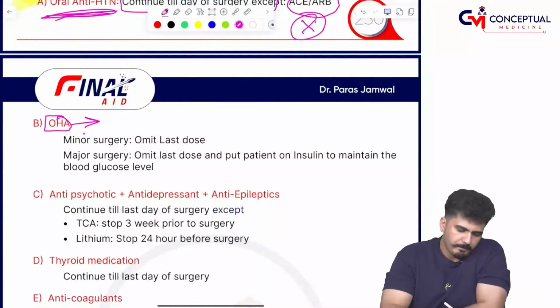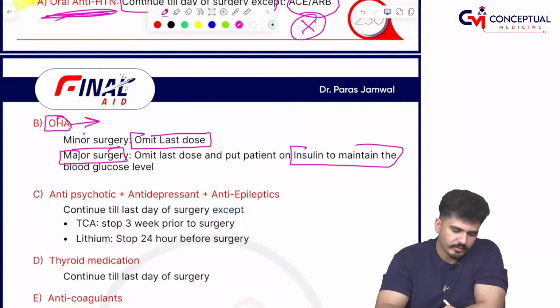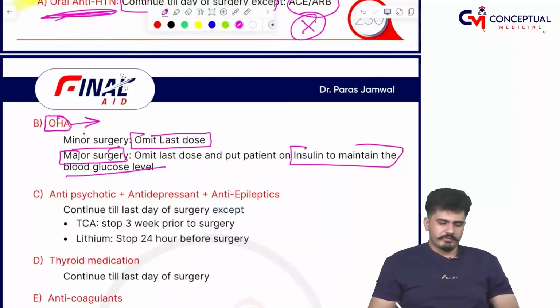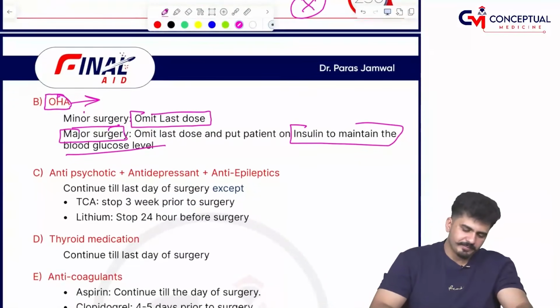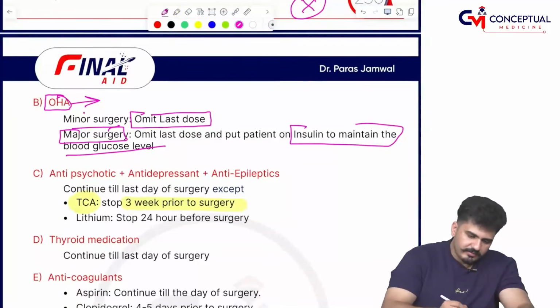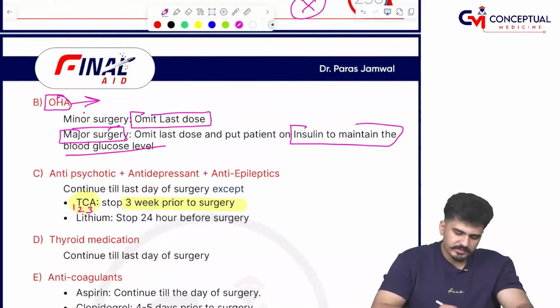Minor surgeries: omit the last dose. Major surgeries: omit the last dose and shift the patient to insulin to maintain the blood glucose level. Then third is antipsychotic, antidepressant and antiepileptic. You can continue till the last day of surgery except TCA, tricyclic antidepressants. Stop 3 weeks prior to surgery. See, 3 alphabets are coming in this: 1, 2 and 3. So stop 3 weeks prior to the surgery.